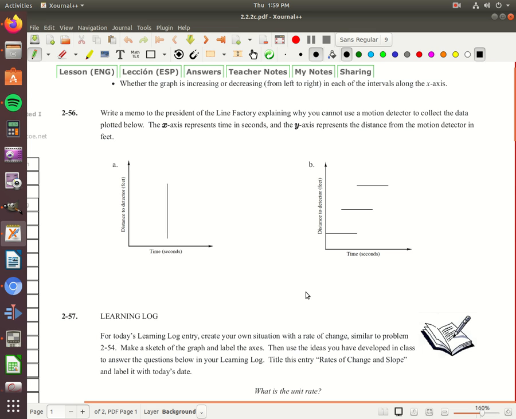So problem 256. It says, write a memo to the president of the line factory explaining why you cannot use a motion detector to collect the data plotted below. So look, on this one, time isn't passing, but the guy's moving. So somehow this man has managed to stop time but move, which doesn't make any sense.